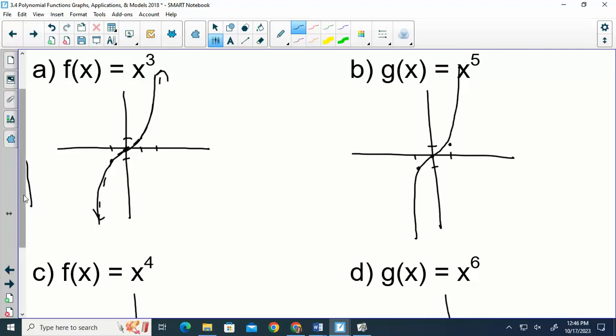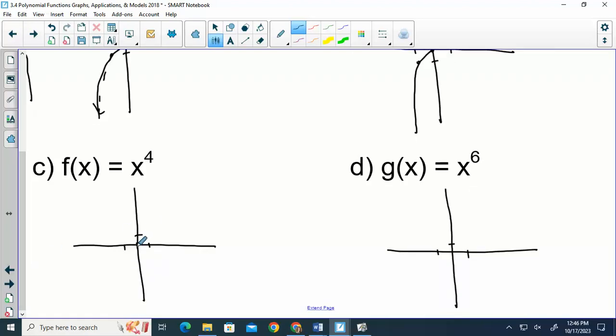All right, x to the 4th, what did it look like? A parabola. Only difference? Your standard x squared is a little bit wider, so this one's just a touch skinnier. What about x to the 6? It's increasing even faster, isn't it?